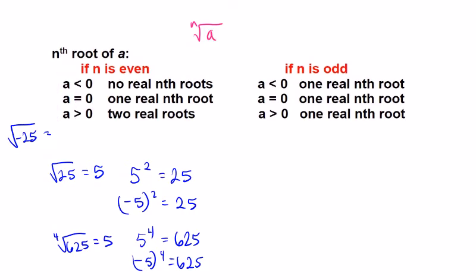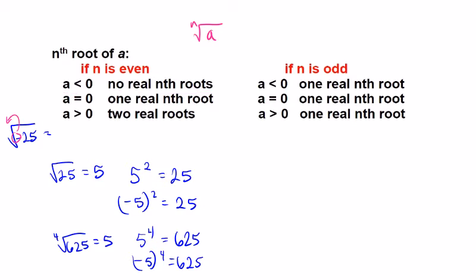So in this case, if we have a negative radicand with the even index, there are no real nth roots, right? We can only get imaginary numbers. We pop an i out and so forth, right? So there's no real nth roots when our radicand is negative.